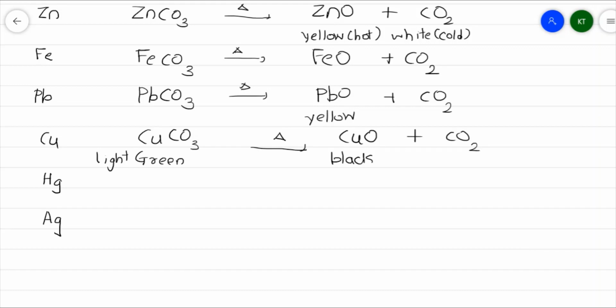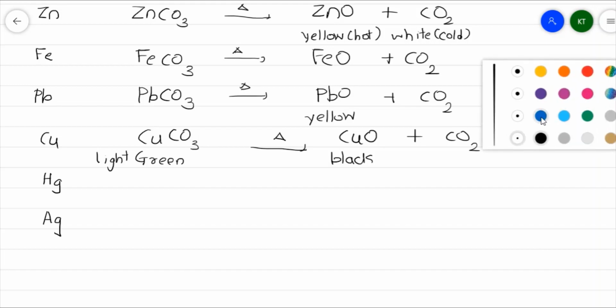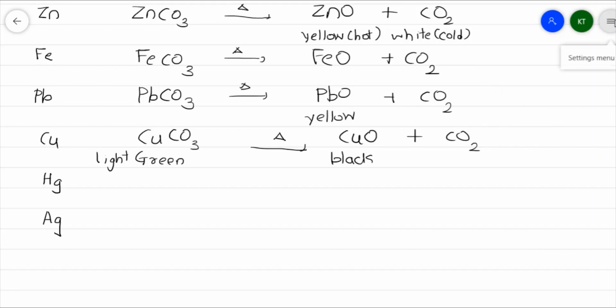Now, the changes seen here are for mercury. So I have HgCO3. When heated, it gives you the metal in place of the metallic oxide, plus carbon dioxide plus oxygen. To balance this, let me multiply this by 2. So I've got 2 mercury metal, 2 CO2 and oxygen. So it got balanced, 6 oxygen atoms.